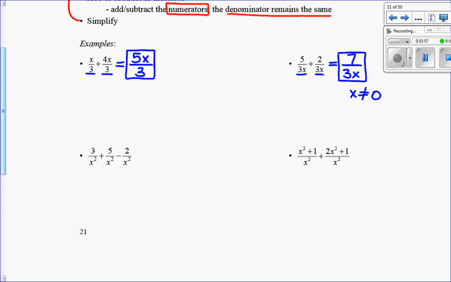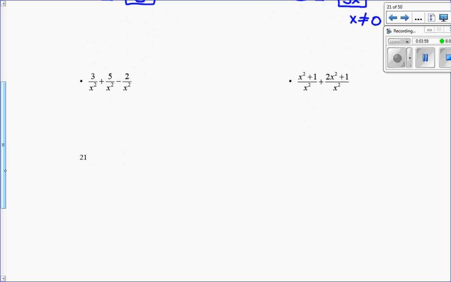Okay, moving on to the next example, I've got 3 over x squared plus 5 over x squared minus 2 over x squared. Okay, it's the exact same thing. My denominators are all the same, so I can just add and subtract straight across the numerator. So I've got 3 plus 5, which is 8, minus 2, which is 6, all over x squared. Now, my x cannot equal 0, or else it would give me a denominator of 0. So that is part of my answer, the non-permissible value of x.